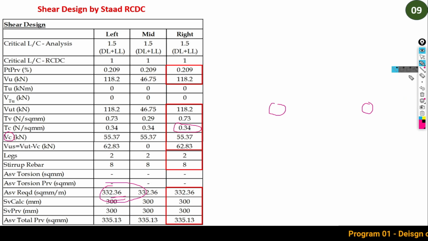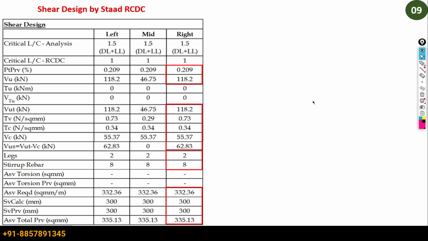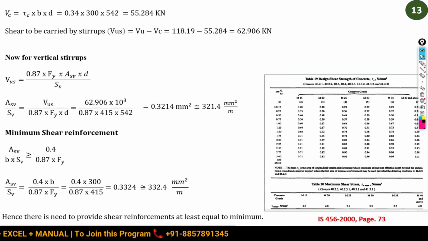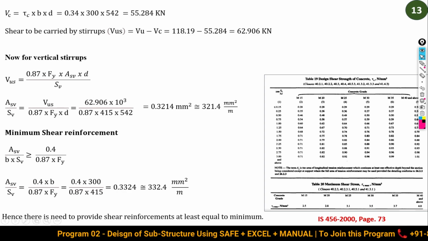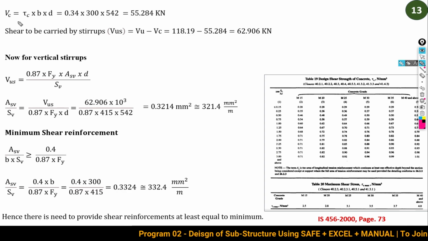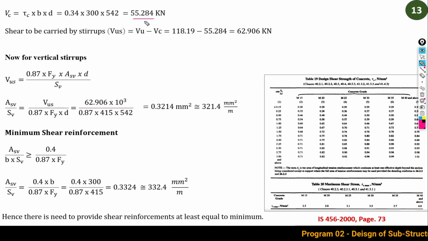Now shear resisting capacity by your concrete section: tau C B into D. So here it is what? 55.37 by RCDC. So I am going to do the calculation tau C B into D. 55.37 is what RCDC has calculated, and by my manual calculation we are getting the value 55.284. So exactly this one is also matching.